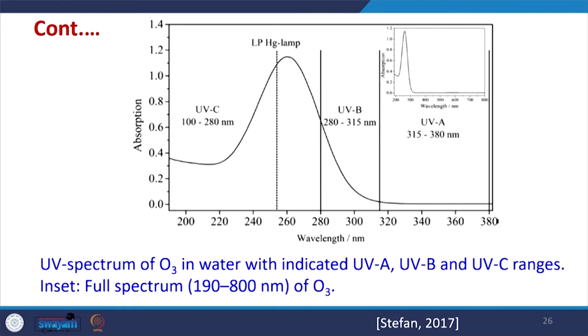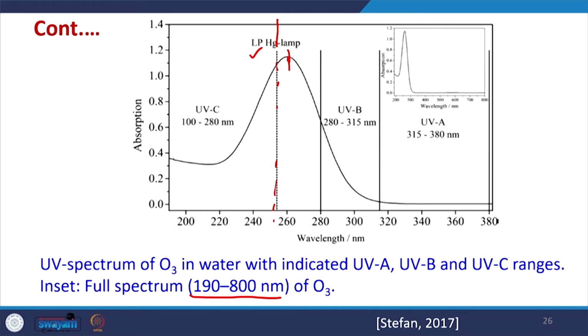We can see the UV spectrum of ozone in water with different ranges like UVA, UVB and UVC. In the inset, the full spectrum is given from 190 to 800 nanometers. We can see here that the low pressure Hg lamp emits UV at this wavelength, whereas the maximum of the ozone spectrum is at 260.